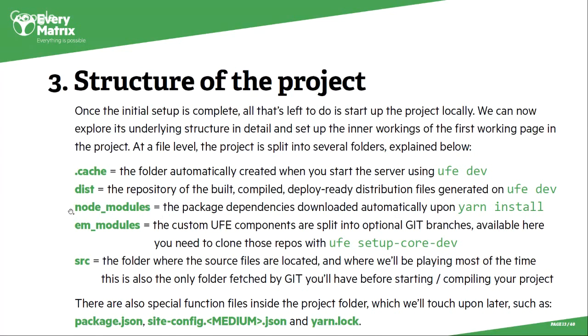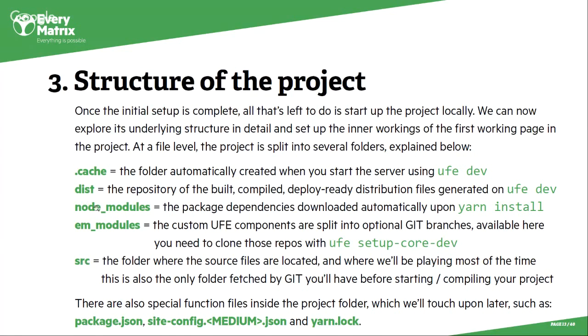If you actually want to use custom versions of the components inside the website, you can edit those components and push to their Git branch and modify the components themselves by including EM modules. EM modules is already included in node modules, but if the server detects that the EM modules folder is present here, it will fetch the sources from here, not from node modules. Let me demonstrate that. So EM modules is only present when you need to modify the actual contents of the components. You need to run UFE setup core dev to actually download them, and I'll do it right now so I can show you. But not until we finish this list.